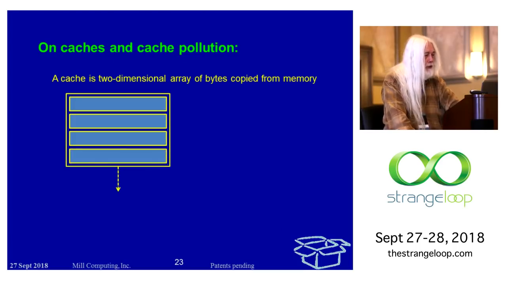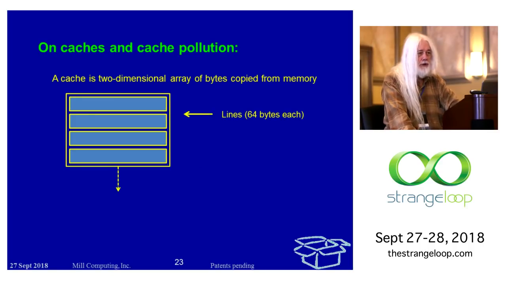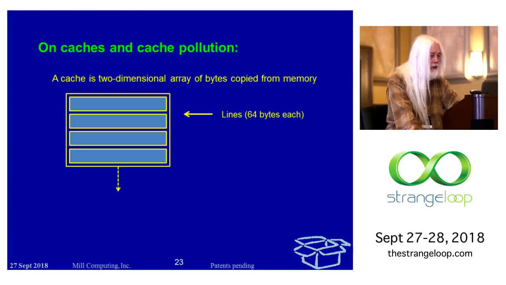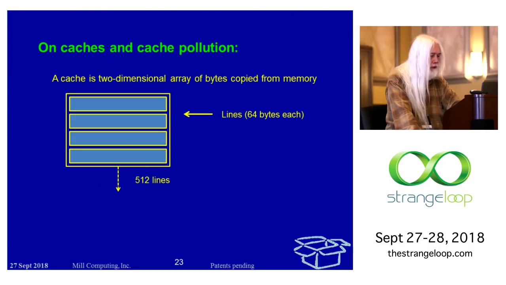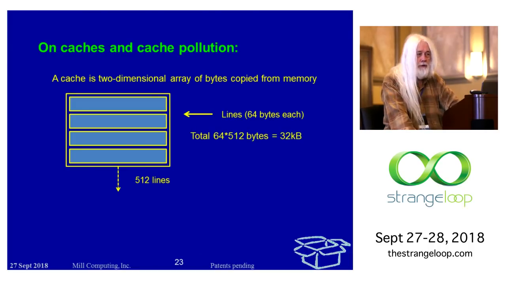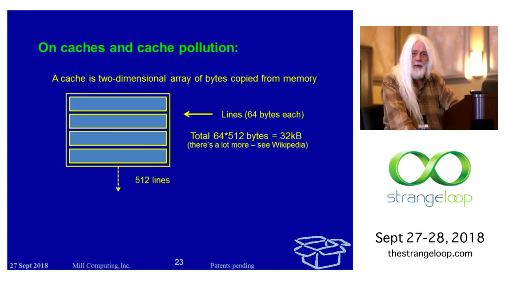Now, the cache is a two-dimensional array of bytes copied from memory. Caches were the great innovation in the 70s and 80s and essentially what made modern processors able to do what they do. A typical high-level cache has lines which are typically 64 bytes, although there's an immense amount of variety here. And typically one will contain 512 different lines, or a total of 32 KB. This is merely typical. I recommend the Wikipedia article on caching, which actually does a very good job on it.